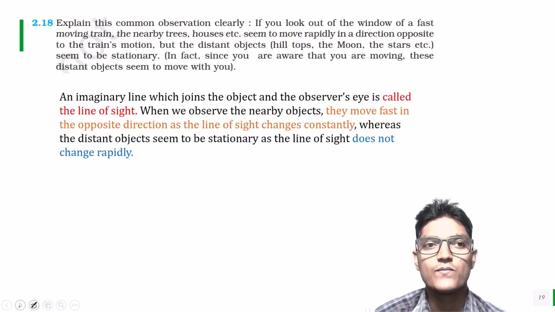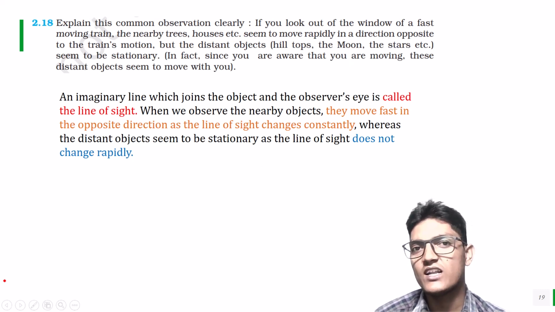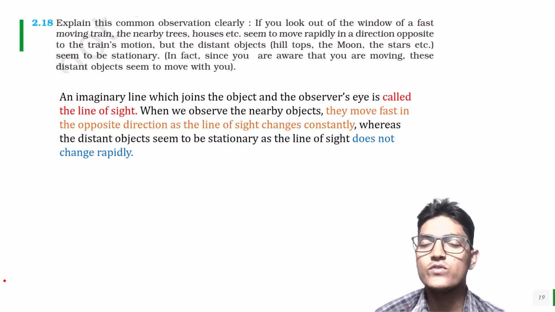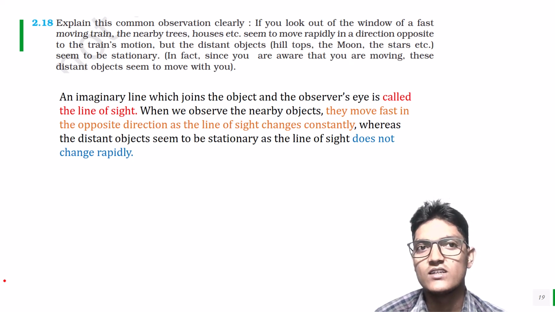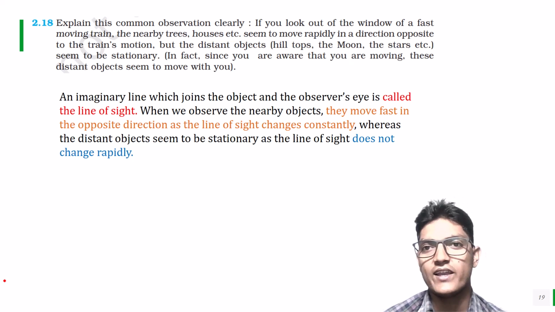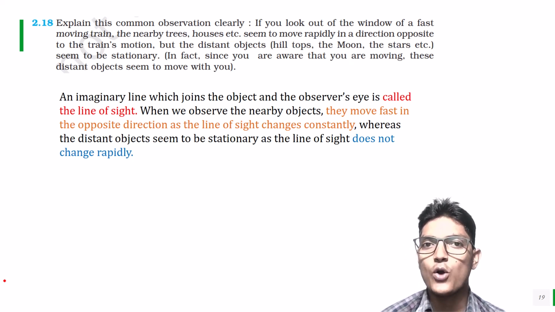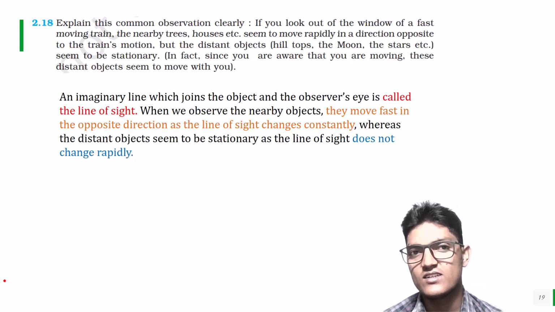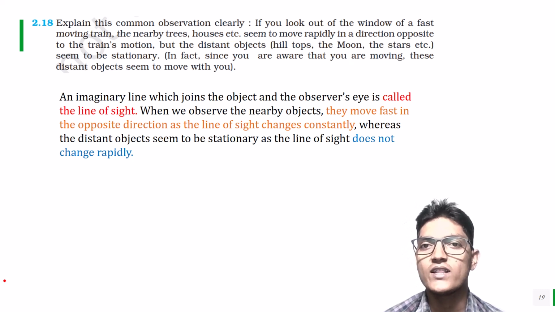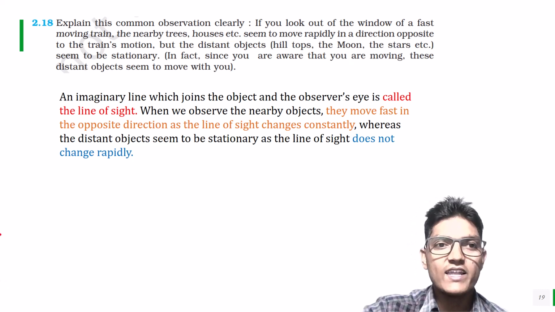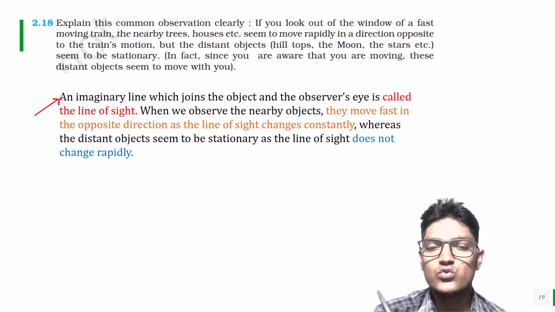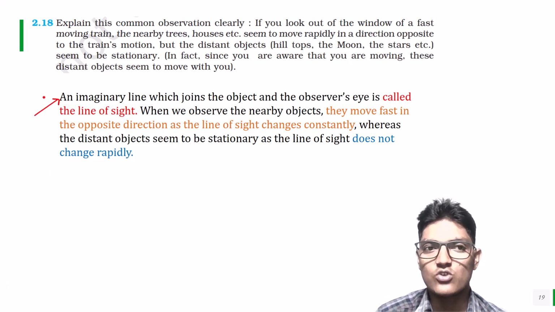Next question is, explain this common observation clearly. If you look out of the window of a fast moving train, nearby trees, houses, etc. seem to move rapidly in a direction opposite to the train's motion. But the distant objects, hilltops, the moon, the stars, etc. seem to be stationary. In fact, since you are aware that you are moving, these distant objects seem to move with you. An imaginary line which joins the object and the observer's eye is called the line of sight.